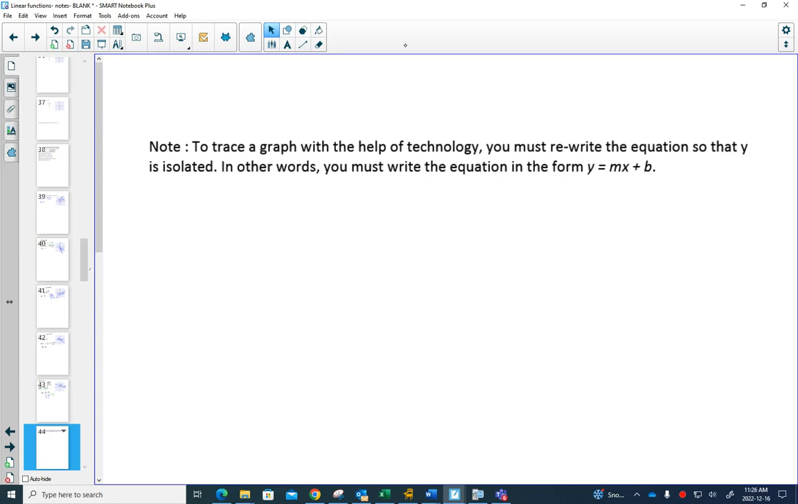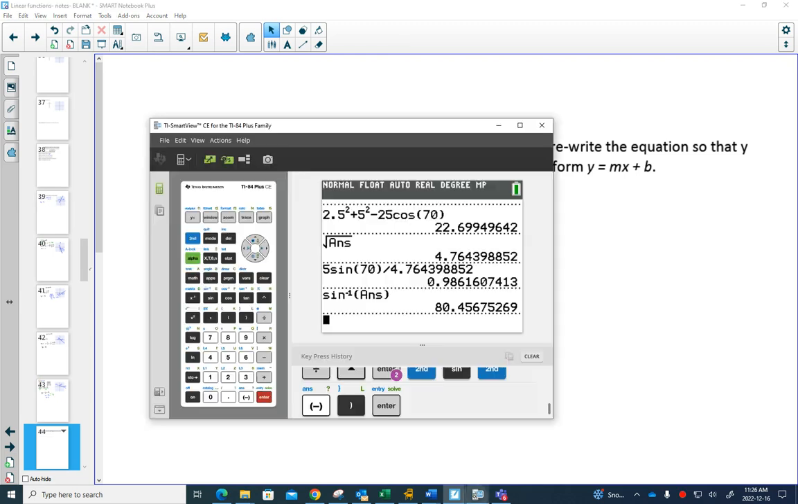You can use technology to graph lines. And I'm going to show you, some of you already have graphing calculators. So if you have a graphing calculator, on your graphing calculator there's a y equals button. On that y equals button, if you push it and your calculator freezes, you just wait.